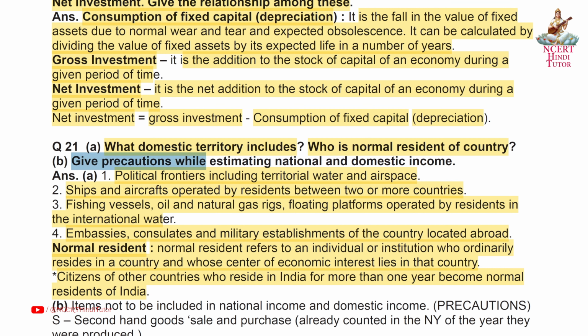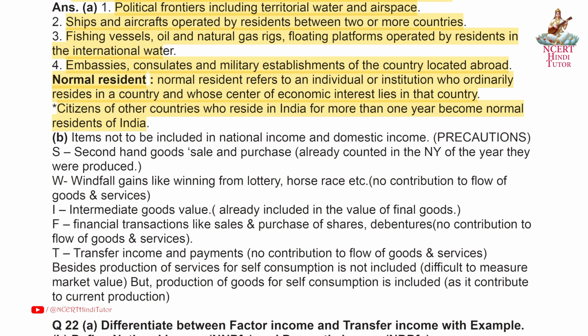B. Give precautions while estimating national and domestic income. Answer. Items not to be included in national income and domestic income. Precautions. S: second-hand goods, sale and purchase. W: windfall gains like winnings from lottery, horse race, etc. No contribution to flow of goods and services.